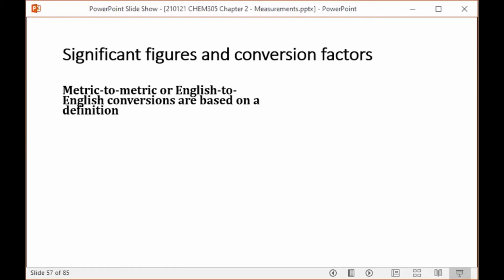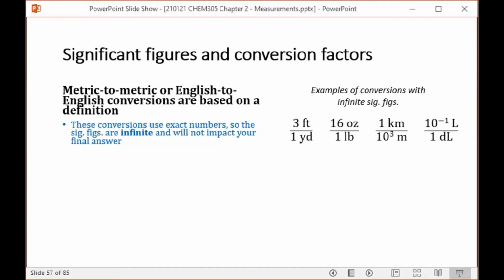And anything on the prefix table is also by definition. By definition, there's 10 to the 6 liters in 1 megaliter. And so anything metric to metric or English to English, they're based on a definition. And so those conversions use exact numbers. And so the sig figs, when you do those conversions, are infinite and will not impact your final answer.